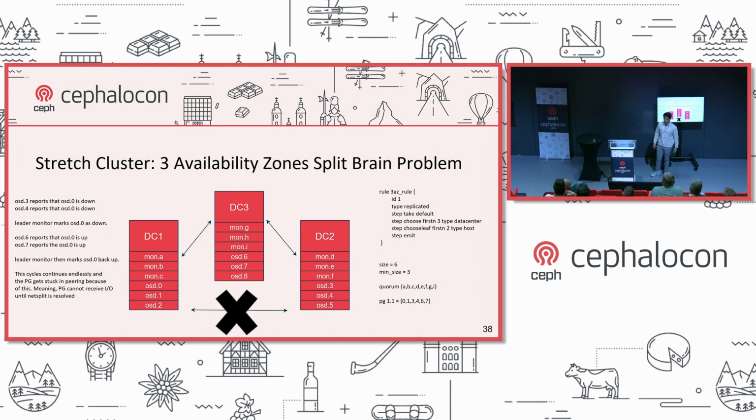And this cycle continues endlessly. And the PG gets stuck in peering because of this, and no I/O gets received. So we're in a little pickle.